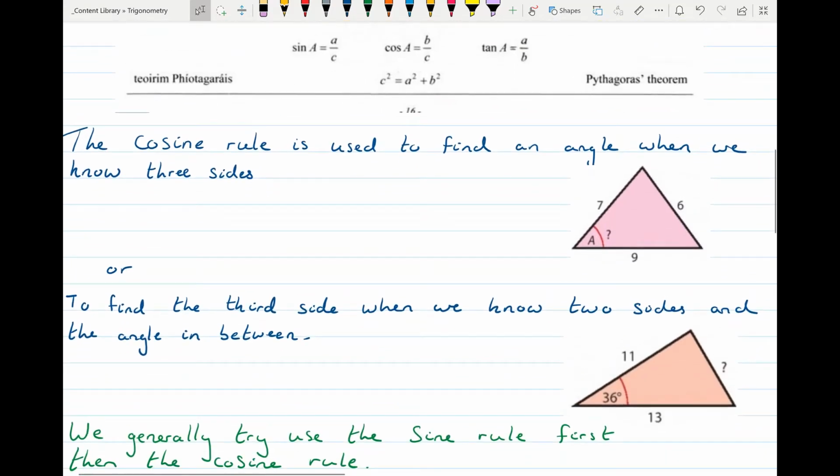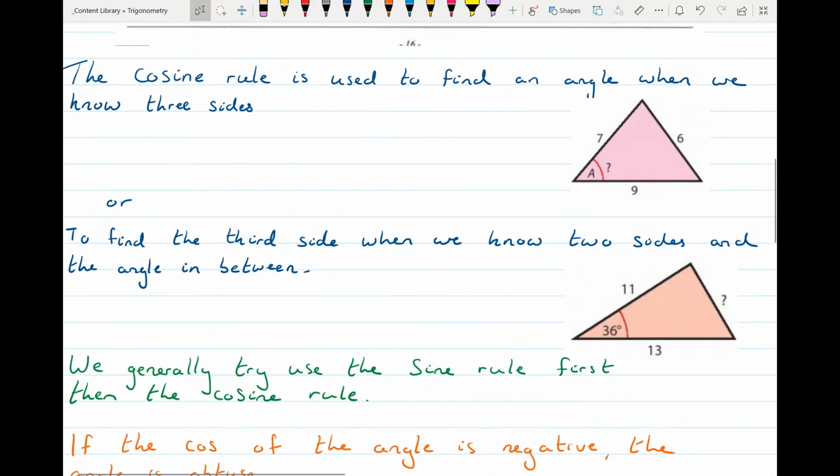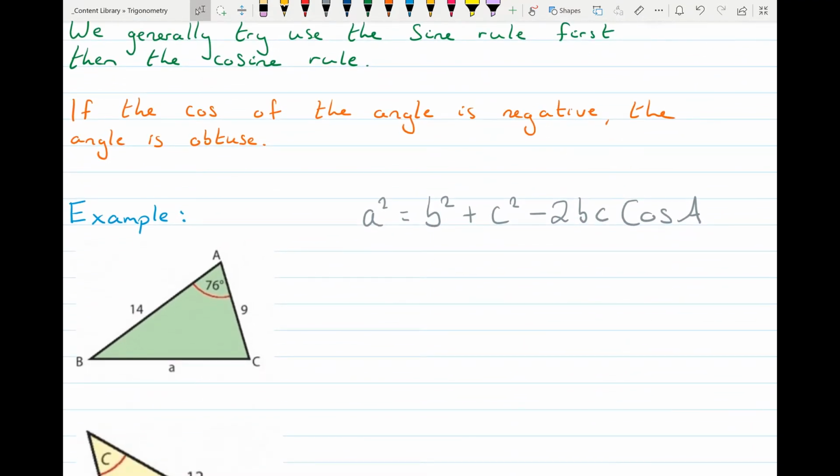We use the cosine rule to find an angle when we know three sides of the triangle, or to find the third side when we know two sides and the angle in between. So similar to the area of a triangle in trigonometry formula, not to be mixed up with it though. We generally try to use the sine rule first because it's more straightforward, but if we can't use that, we'll then go to the cosine rule. If the cos of the angle is negative, that means that it's an obtuse angle.